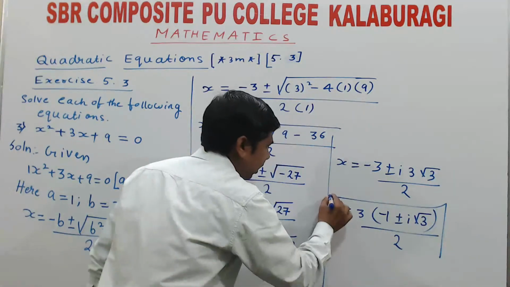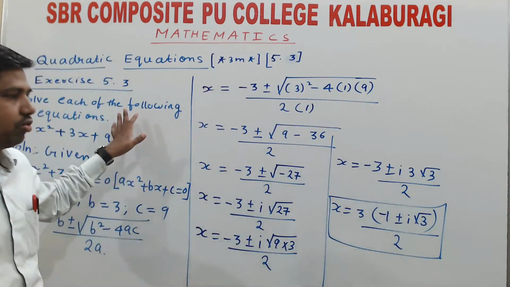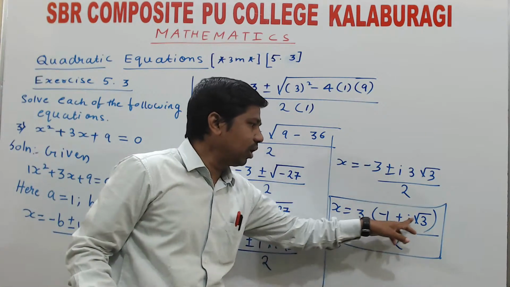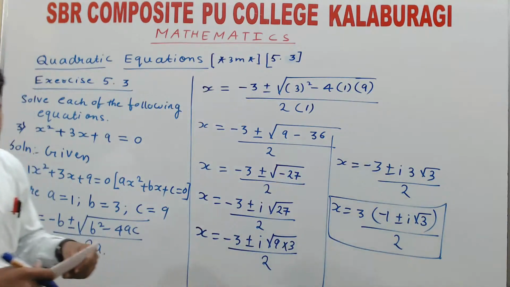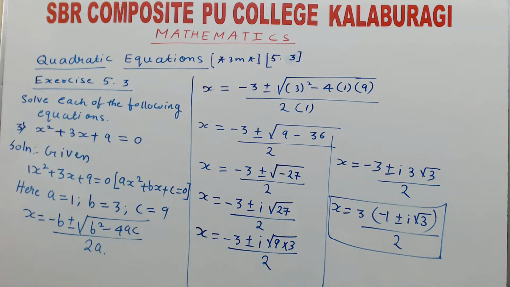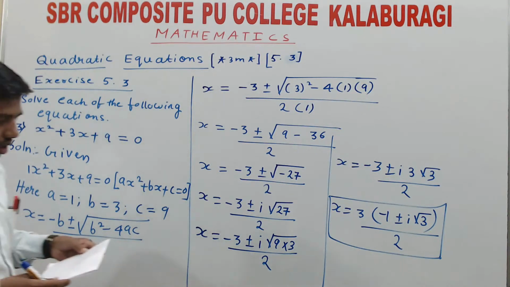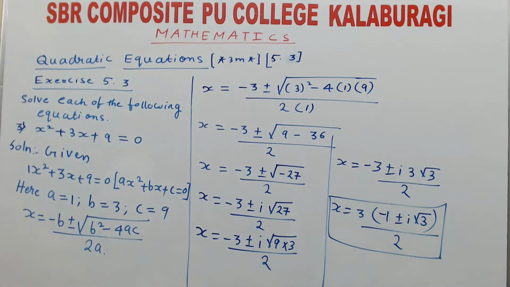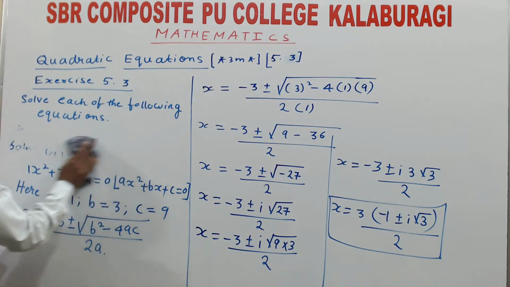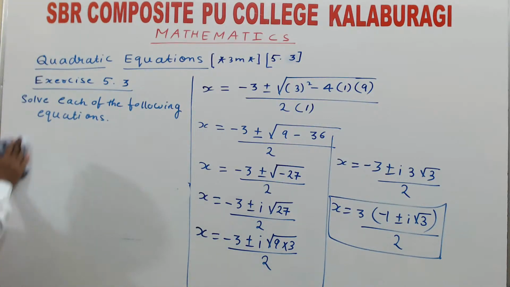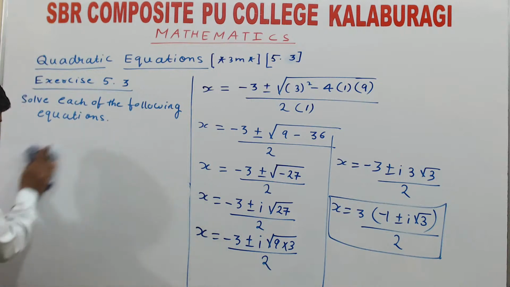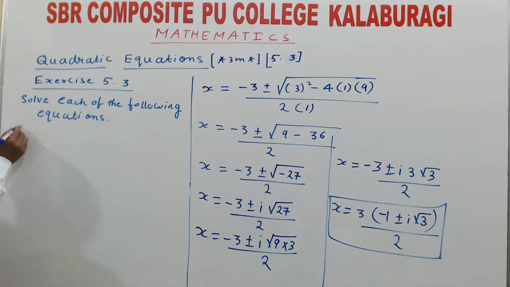So these are the two values of x which satisfy the given quadratic equation. One is minus 3 by 2 plus i root 3 by 2. One more is minus 3 by 2 minus i root 3 by 2. Last one more, the fourth one.